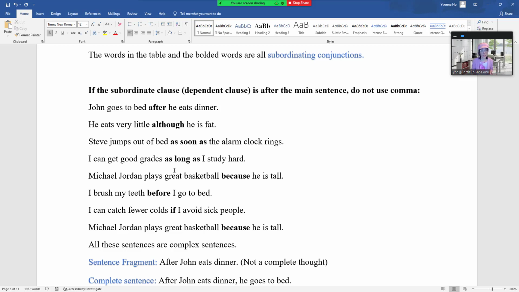I brush my teeth before I go to bed. I can catch fewer colds if I avoid sick people. Michael Jordan plays great basketball because he is tall. So all of these sentences are complex sentences.